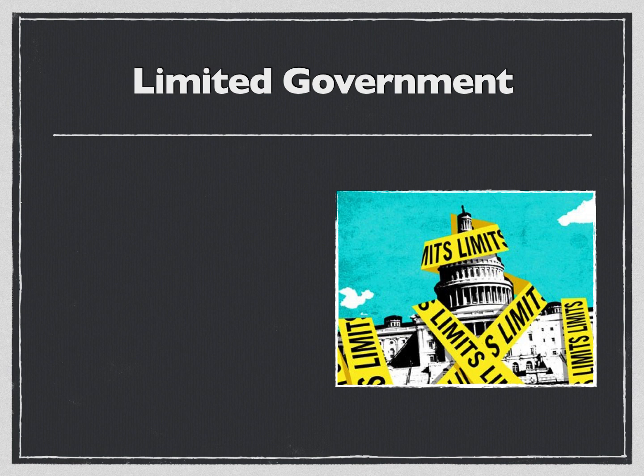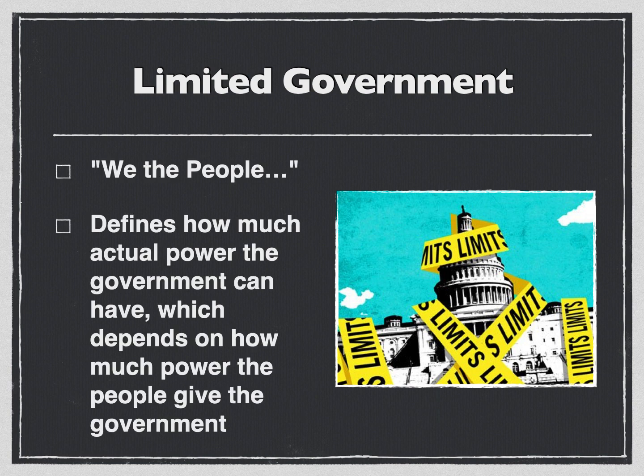All right, our second principle of government is the idea of limited government. So who's doing the limiting? We, the people. The idea of limited government is this idea that you don't want the government to have too much power. You don't want the people to give away all their rights. So our limited government defines how much actual power the government can have, and that depends on how much power the people give the government.